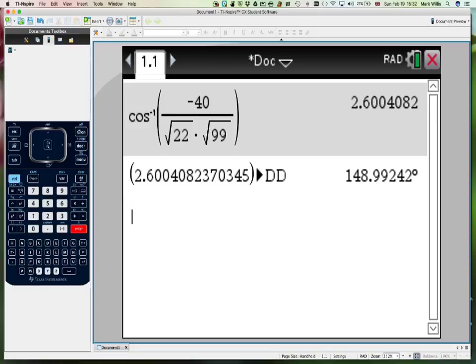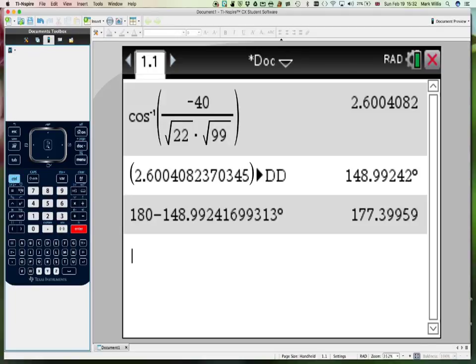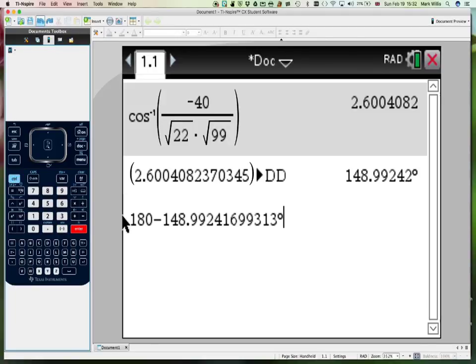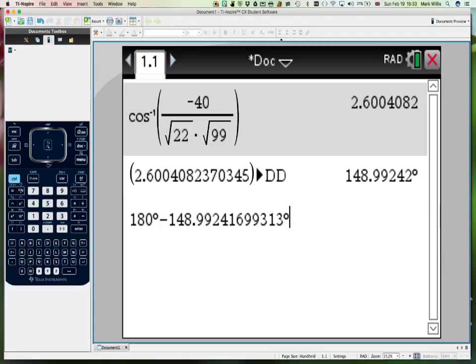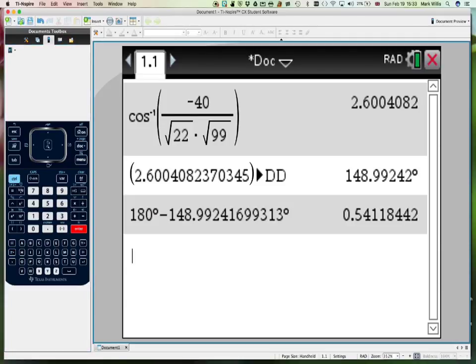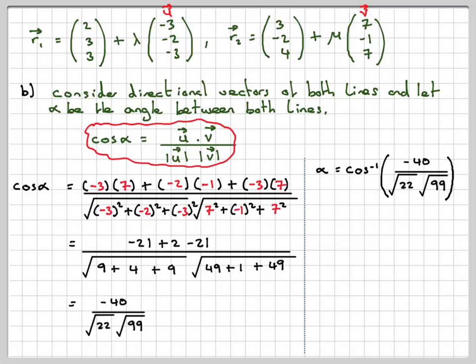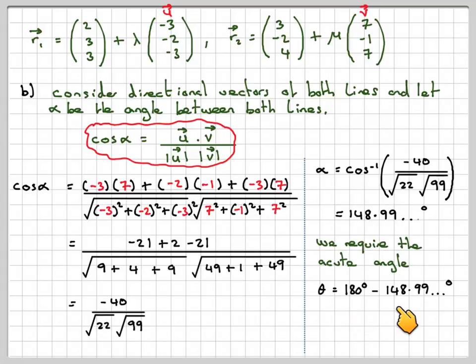We want the acute angle, so to find the other one we do 180 minus my answer, so it's control minus, which will give, oops, sorry, and the mistake is here, I need to put 180 degrees, sorry. For some reason it didn't like that, so we'll just write down the obtuse one, and then we require the acute angle, which is going to be 180 minus 148.99, which is equal to 31.0 degrees.